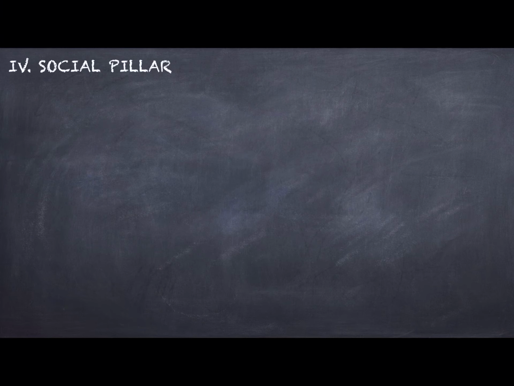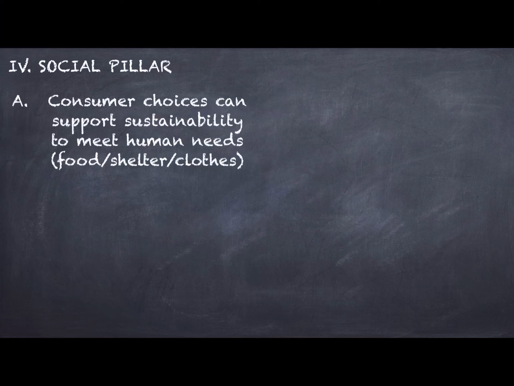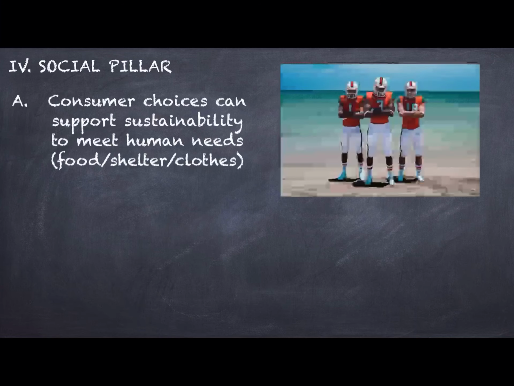Now, the social pillar has to do with something that's pretty simple. It has to do with what humans need on Earth. All humans need shelter, all humans need clothes, all humans need food. So how do we support sustainability to meet human needs? How do humans make choices to support sustainability while still maintaining the need to have food, shelter, and clothes? Well, people make decisions. People make choices to support sustainability and so on, okay?